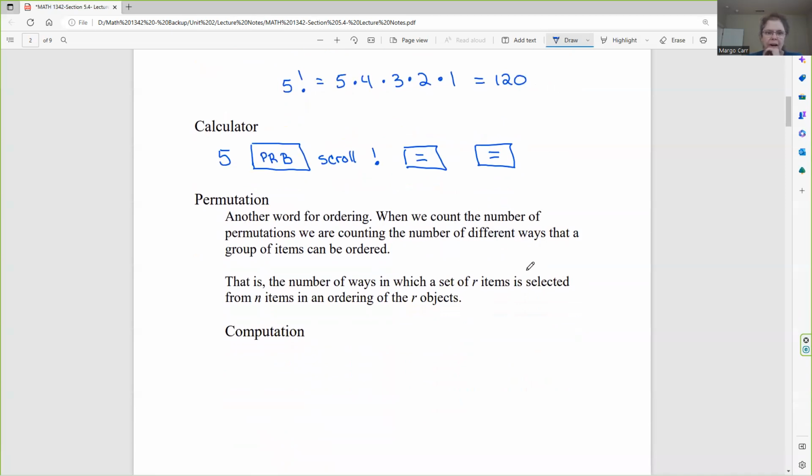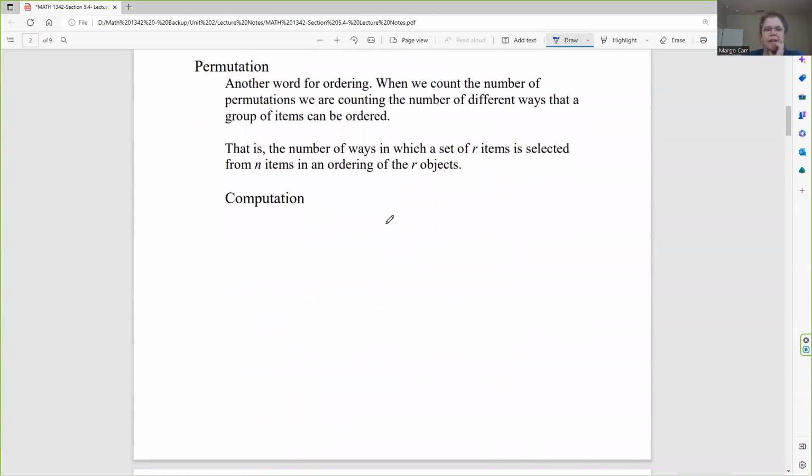So another way we have of doing counting is the permutation. And the permutation, we count the number of permutations. It's the number of different ways that a group of items can be ordered. So how can we group them together? Okay. So the way we write this is we write it as nPr. And the calculation for that is n factorial over n minus r factorial.